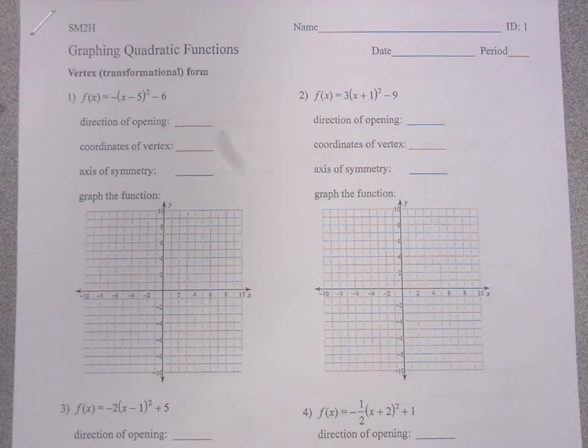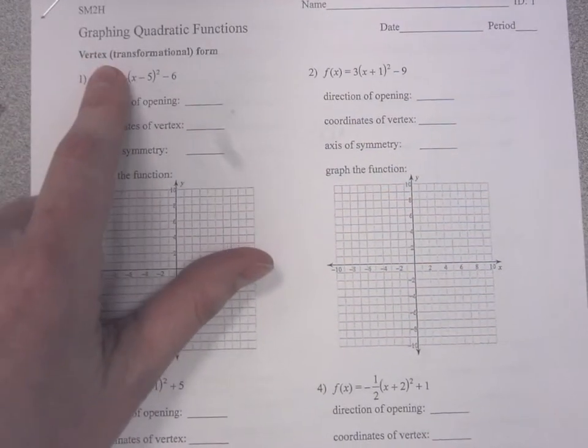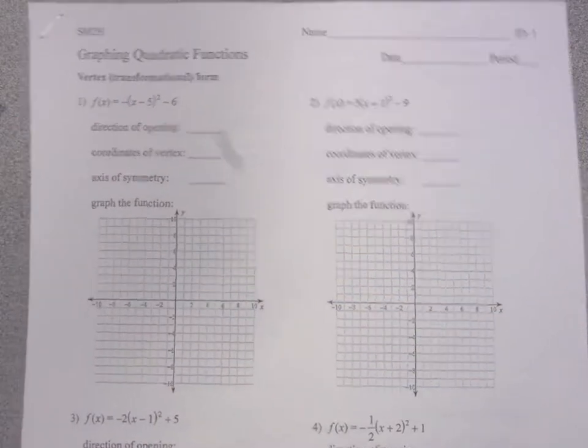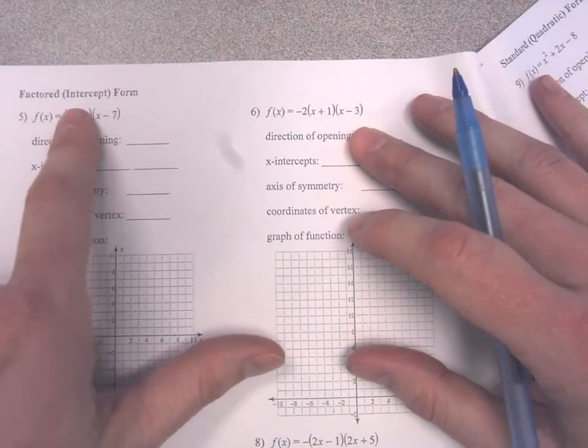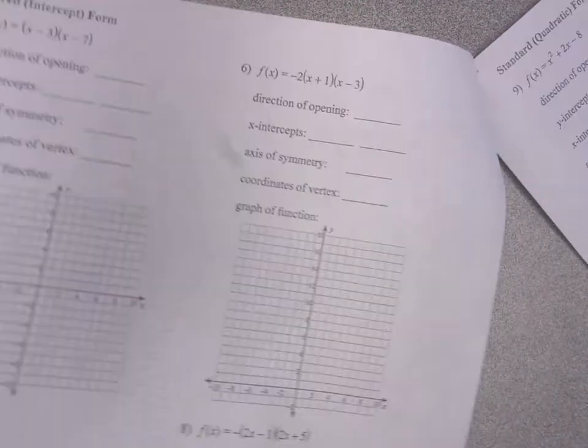Hey guys, I have here the Graphing Quadratic Functions worksheet. Today in class, on day 3, we talked about different forms of quadratic functions. If you look through this assignment, you'll notice that the first page is a specific form called vertex form. The second page is going to be on a form called factored form, sometimes called intercept form.